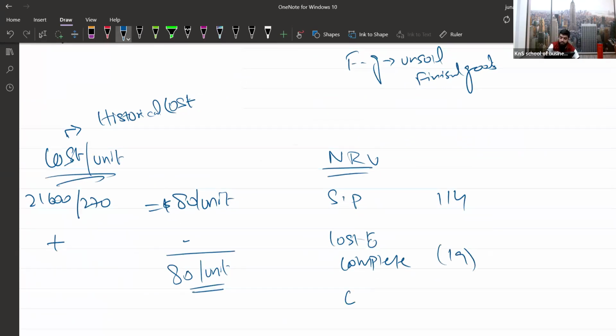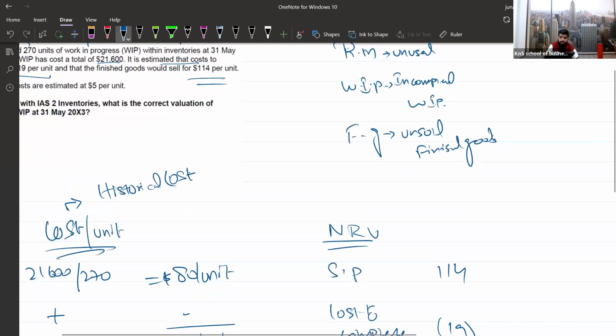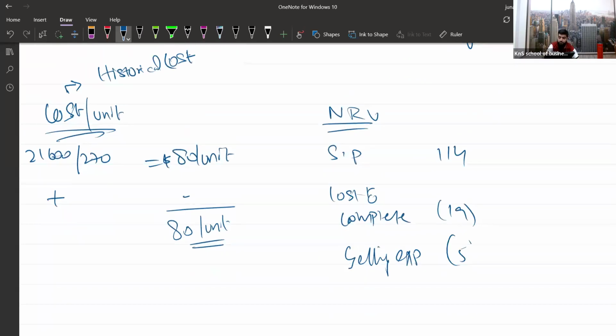Furthermore, there are other selling expenses as well, and the value of the other selling expense is $5. So if you just calculate the NRV, that is 114 minus 19 minus 5. So this is going to be $80 per unit. NRV of one unit is $90 and the cost is $80.